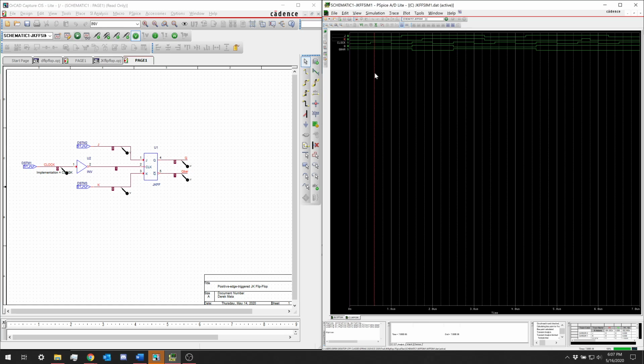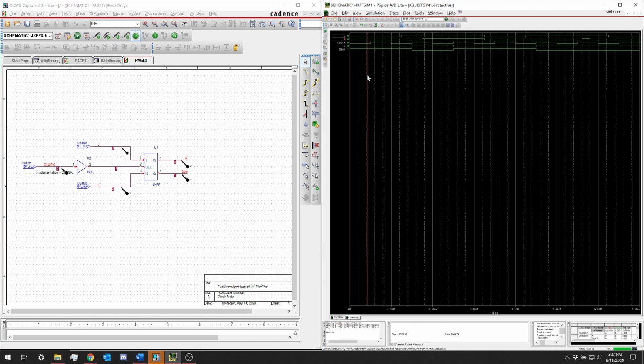Otherwise, no matter what the data lines, or in this case J and K, do between the rising edges of our clock, our output will not change. Okay, so before the first clock pulse, we can see J and K are at 0. And our gates are initially set at 0. So the output of Q will remain at 0. Because when J equals K equals 0, our output does not change.